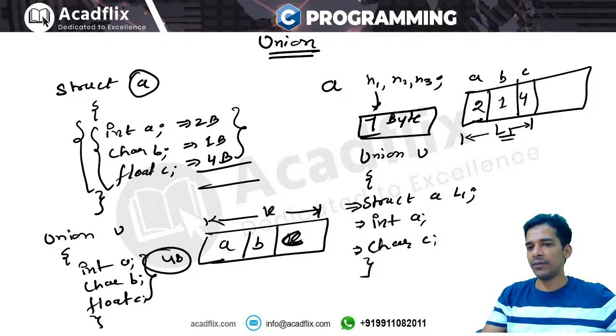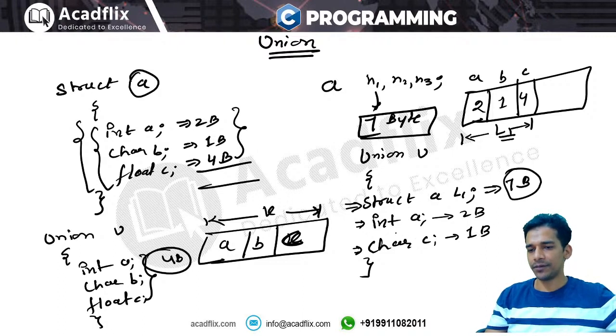Right, A is taking 2 bytes, B is taking 1 byte, and C is taking 4 bytes. That means L1 member of this union U is taking 7 bytes, this member is taking only 2 bytes, and this member is taking only 1 byte. So 7 byte space will be allocated to this union. So union will take only the maximum of the space.